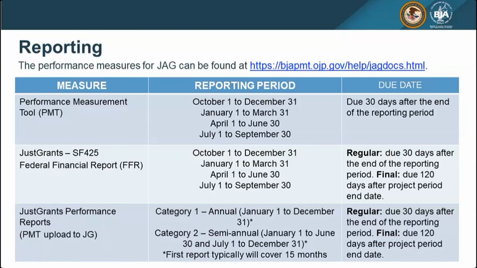Reporting. So with any grant, there's always reporting, and I know this is everyone's favorite part of the grant cycle. So we do want to touch on that here. There are basically two types of reports. Well, I guess three essentially. There are progress reports and financial reports, but we have two systems, the PMT and just grants, and the two systems do not speak or talk to each other.